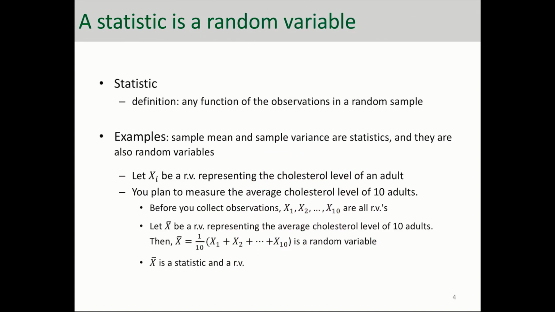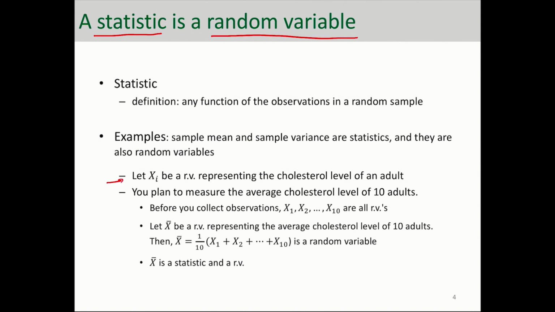So to get started, we have to say that a statistic is a random variable. What is a statistic? Basically, it is a function of the observations in a random sample. So if you take a random sample of, let's say, the same example, salaries of 50 randomly selected nurses, an average of those salaries is a statistic because it's a function of those 50 observations. And what we're saying here is that a statistic is also a random variable.